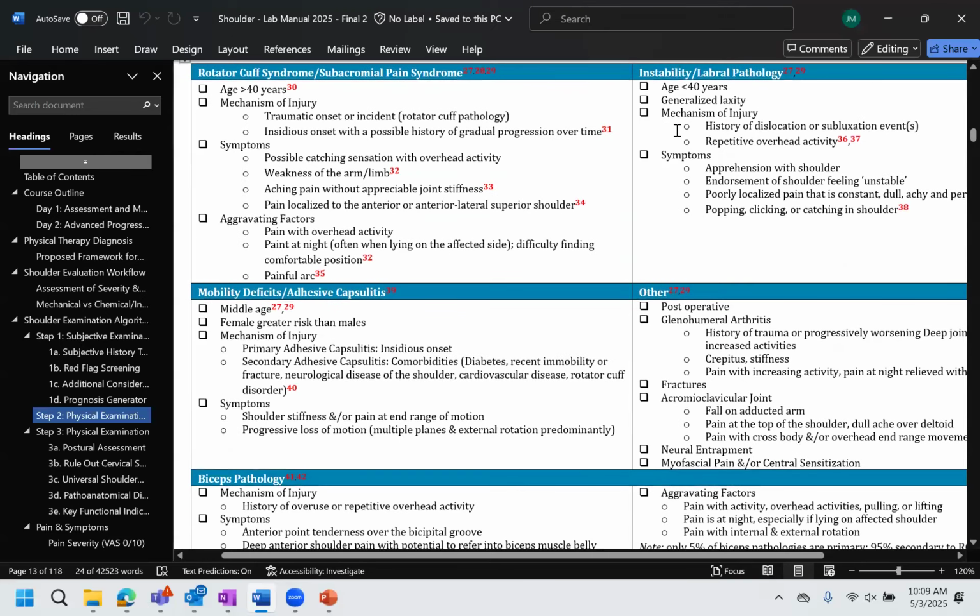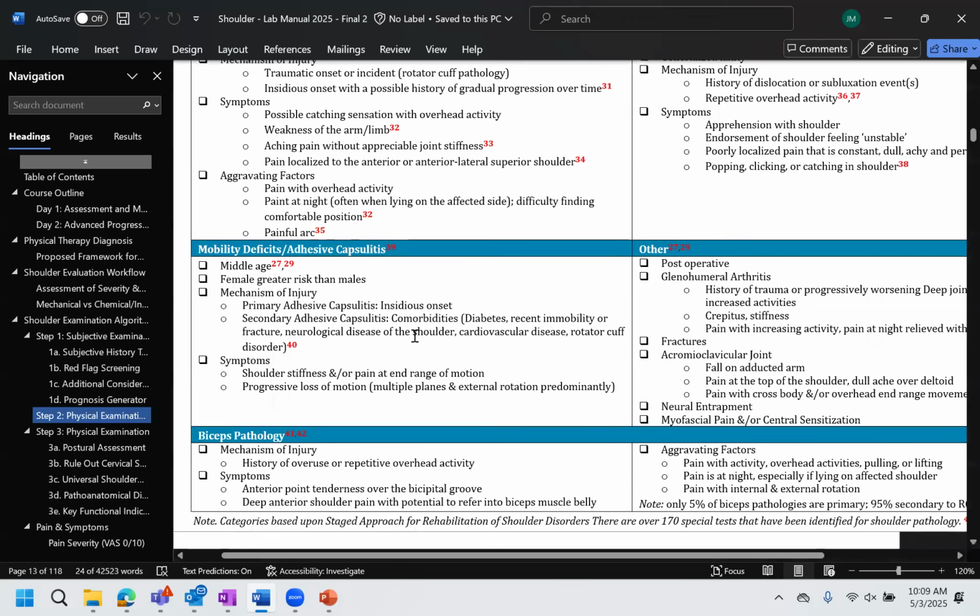And then to help you with further stratification as to what they may be coming in with, we've used what is known as the STAR framework, which is currently taught on the OCS as far as shoulder stratification and diagnosis and classification. I know Lori Mishner, a huge shoulder giant out of USC, was behind that. I forget the other authors, but she was definitely a name that rung out to me. And they talk about rotator cuff syndrome when they lump that in with subacromial pain, instability and or labral pathology, mobility deficits and or adhesive capsulitis, and other.